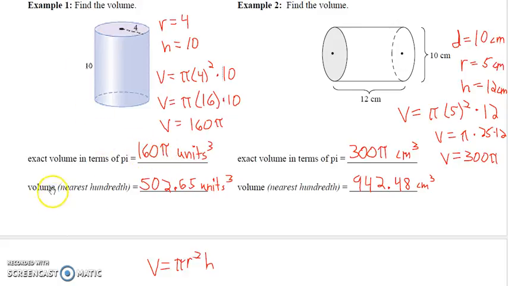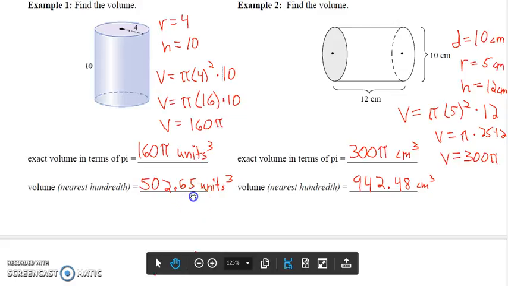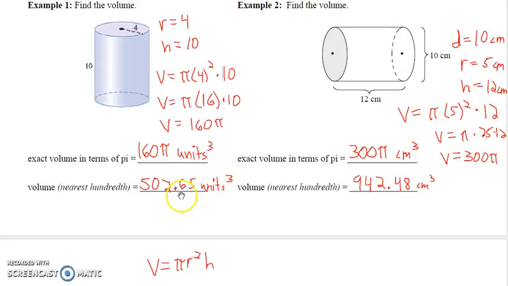If you want me to round to the nearest hundredth, I just type 160 pi in my calculator and hit enter. Don't approximate pi, okay? Don't just put like 3.14. We want you to use the pi key in the calculator because that's the most accurate when we want you to round, and nearest hundredth is 2 decimal places. So these two answers are equivalent. You just have to look at the question and see which format we want the answer in. Sometimes we say exact, sometimes we say rounded.